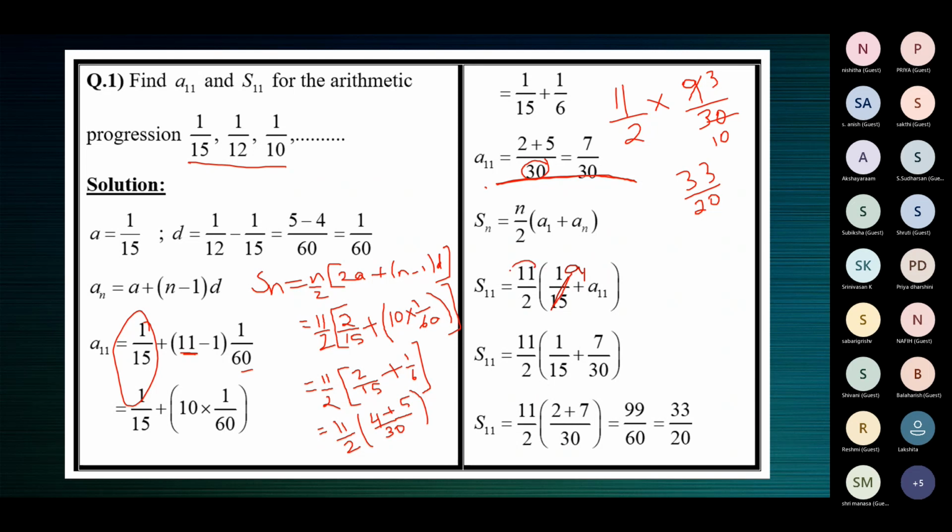So n by 2, 11 by 2, of the first term A1 plus the last term A11. The first term of the AP is 1 by 15, and A11 we have found earlier is 7 by 30. Substitute, take the LCM, and you get 33 by 20.